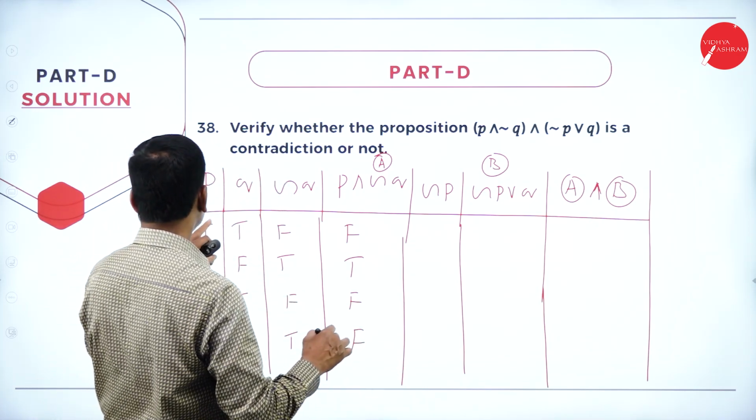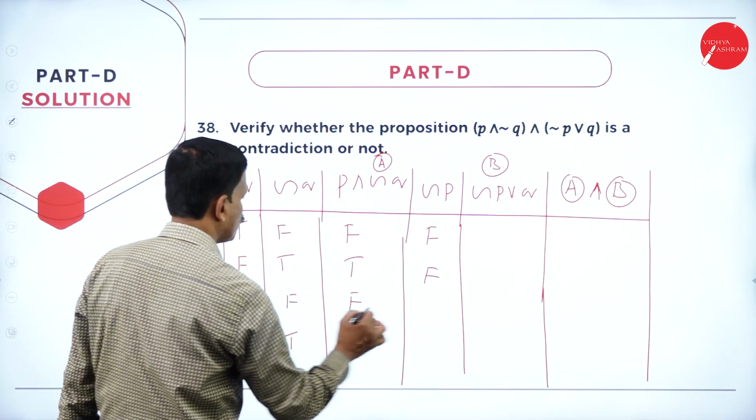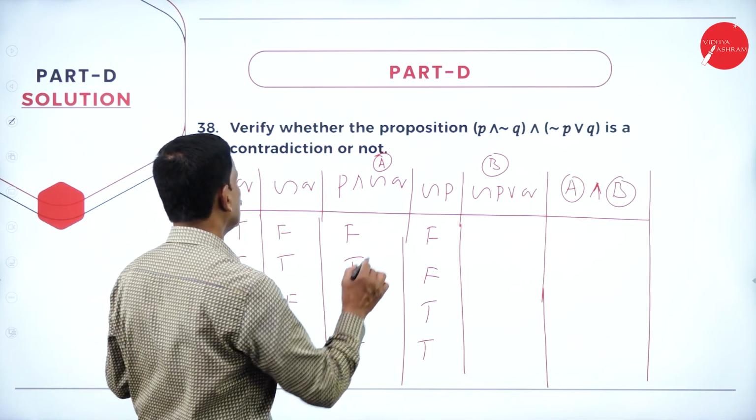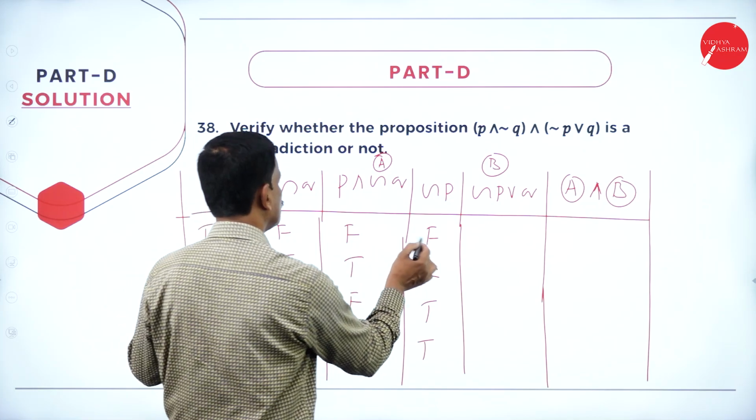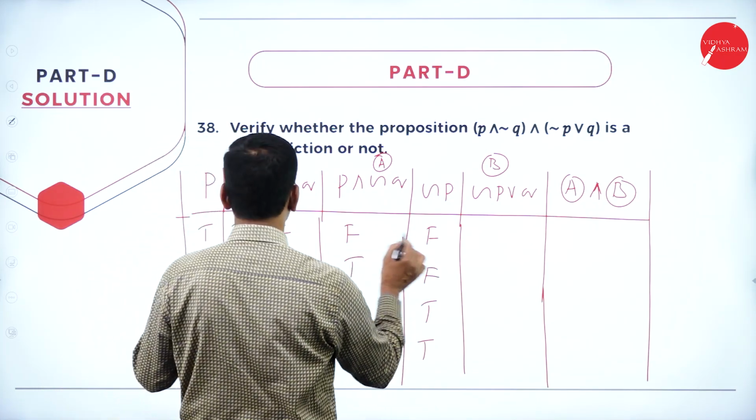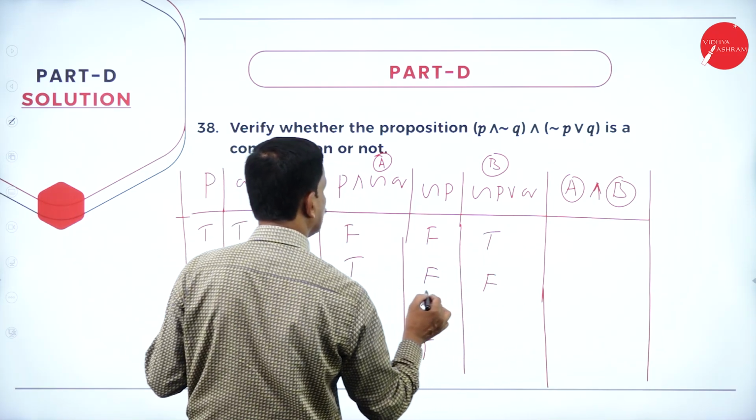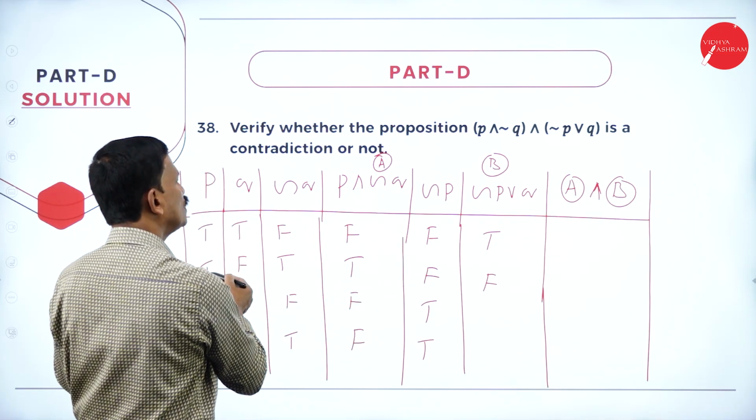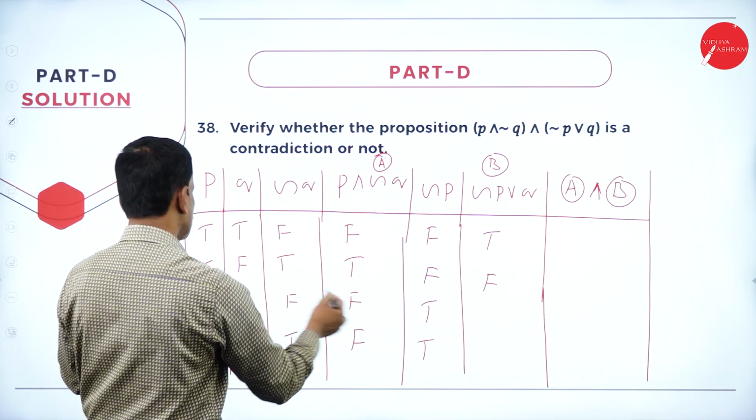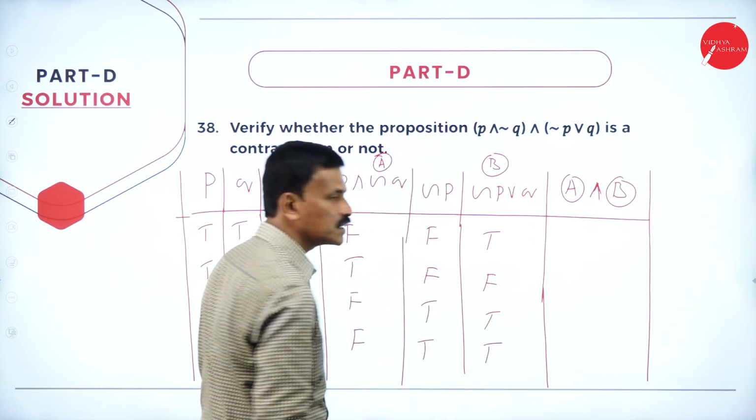Second part, negation of P. For true it is false, for true also it is false, for false it is true, for false it is true. Now negation of P disjunction Q. Disjunction means it is false only when both are false, in all other cases it is true. So F and T is T, F and F is F, T and T is T, T and F is also T. This is the second part.